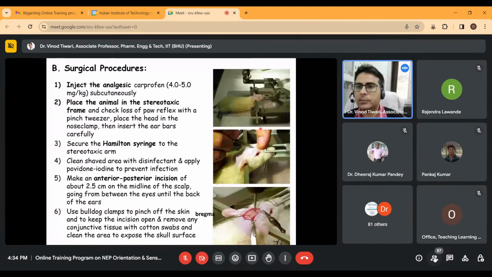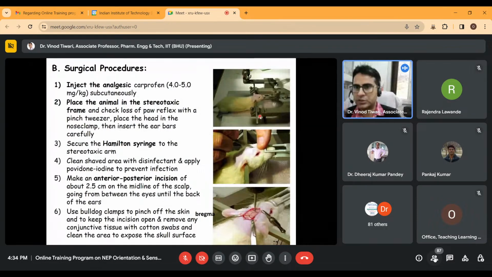And this is how this setup looks like. The apparatus I showed you in the previous slide, the stereotaxic apparatus, looks like this actually. So this is the stereotaxic apparatus, and this is the nose clamp, and these are the ear rods, which are placed in the left and the right ear. And it is very, very important, otherwise the animal will not be stable on this platform.